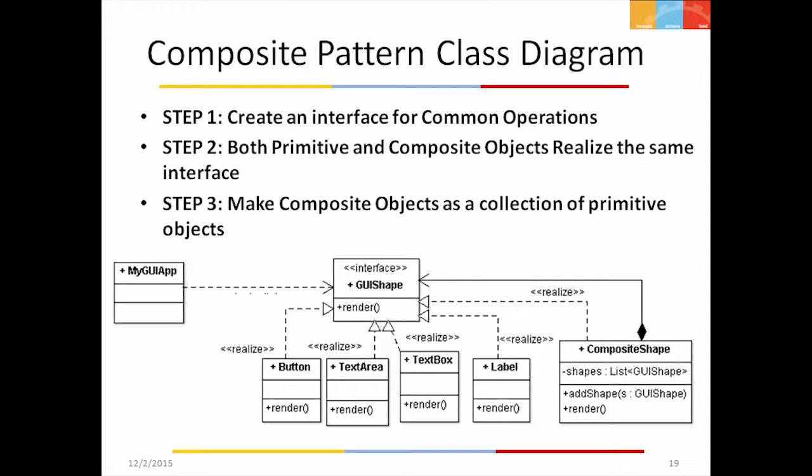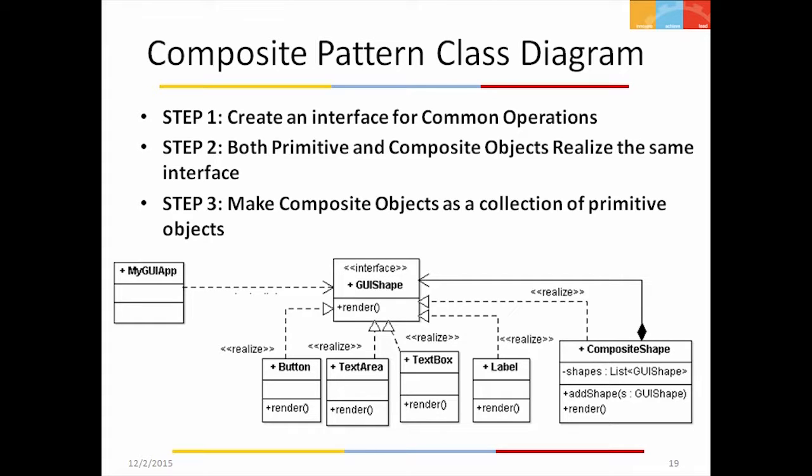Step 3 is that implement composite objects in more detail, specifically some important functionality. In this example, let's say render. This render method, which is there in all these objects, some are composite, some are primitive.